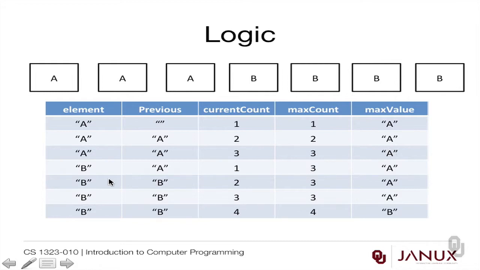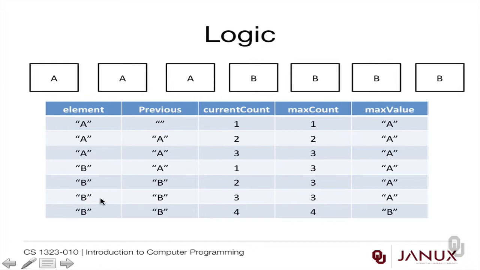Here's the changeover. When we find our first B, our previous is an A, and that tells us we need to restart our current count at 1. Our max count stays at 3 because 1 is less than 3, and our max value is still A. When we find our second B, it now matches our previous value of B. Our current count gets incremented to 2. Our max count stays at 3 and max value at A because we haven't yet gone over that limit.